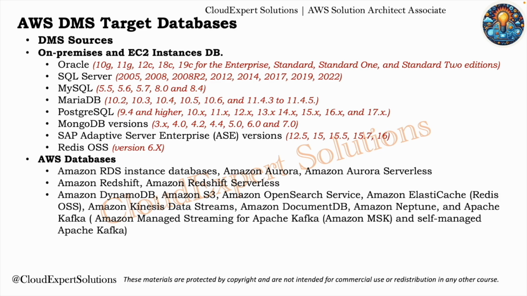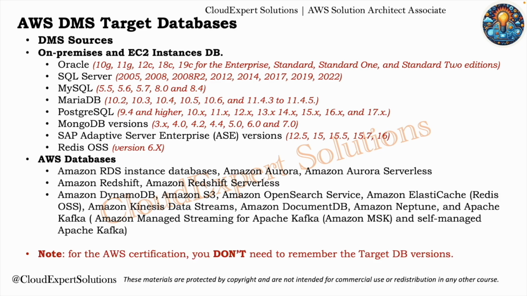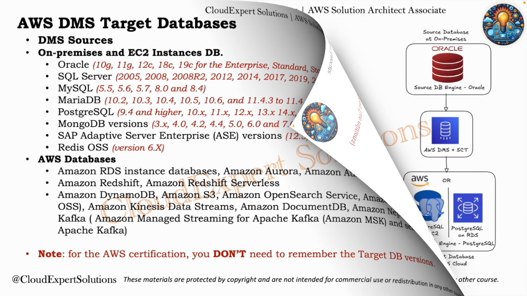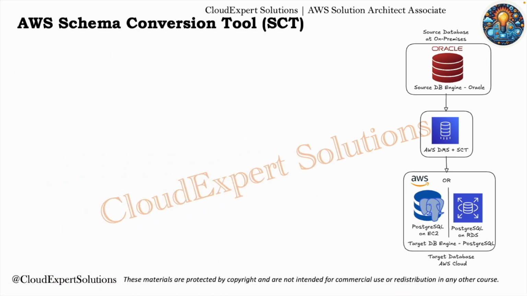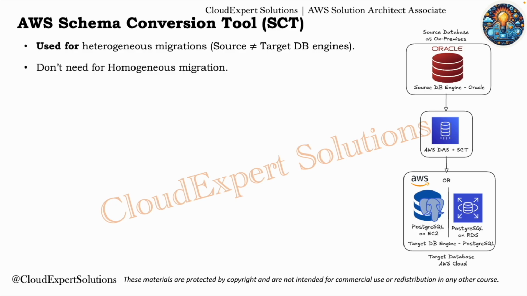Like the source databases, for the AWS certification, you do not have to remember all these versions. However, you should remember the database engines and the database services. Now let's bring in the AWS Schema Conversion Tool or SCT. Remember, this is for heterogeneous migrations where source and target databases are different. You should not use AWS SCT when your source and target database engines are the same.